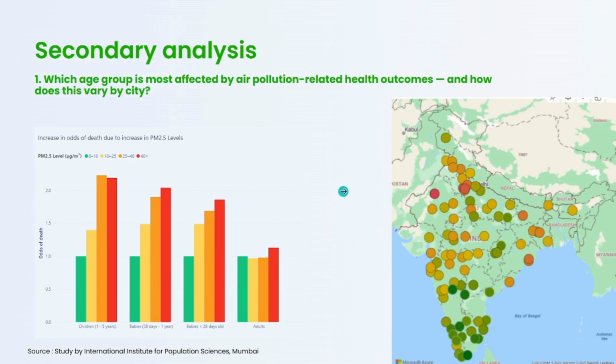If we see how it varies by cities, we can see that the PM2.5 levels are concentrated in the northern, northeastern and eastern parts of India. Since PM2.5 levels play a role in these deaths, we can assume that these areas will have more air pollution related health outcomes.